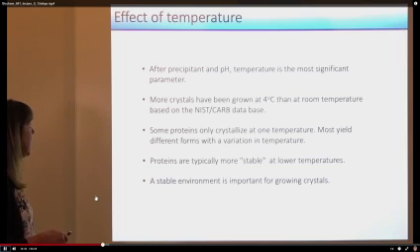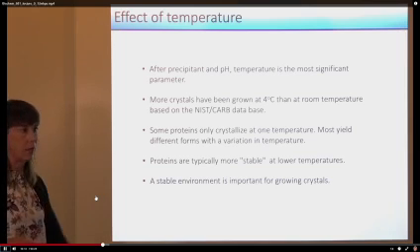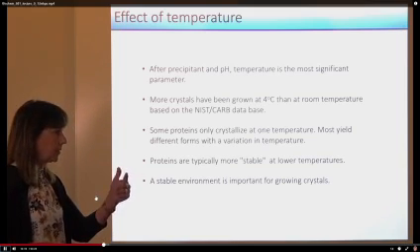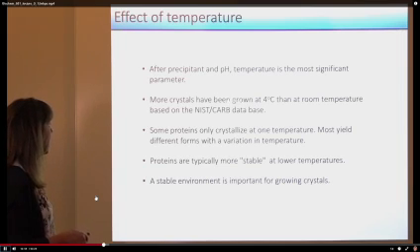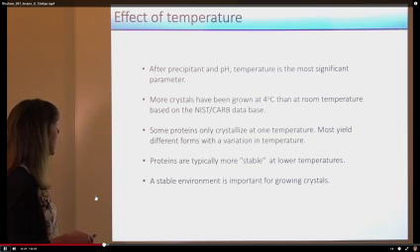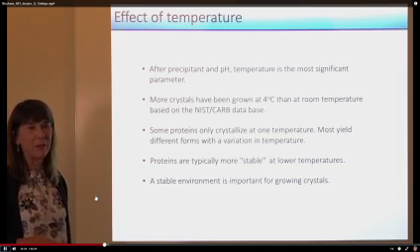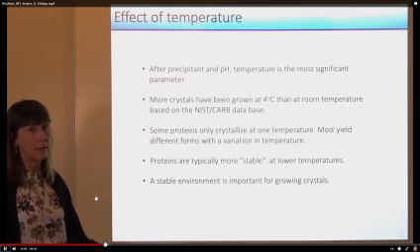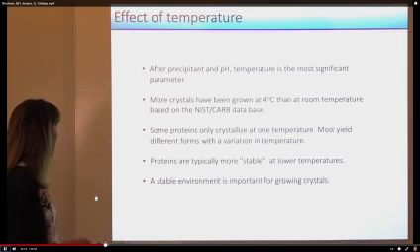After precipitant and pH, temperature is by far the most significant. pH is important, and the precipitant. But most crystals have been grown at 4 degrees. More crystals have been grown at 4 degrees Celsius than at room temperature, which means you have to go into the cold room, and sometimes in the middle of winter here with a polar vortex, you don't want to be sitting in that cold room for an hour, but that's what you have to do.